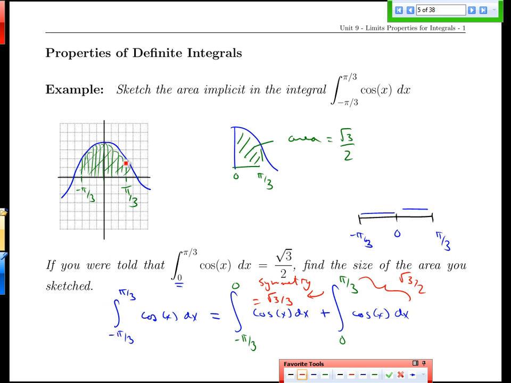So the overall area is made up of one area, which we know, and another area that's a copy of it. And so we're going to get an integral of root 3 over 2 plus root 3 over 2. And that, of course, will be 2 root 3's over 2, or simply root 3. So what we're doing here is taking advantage of one of the properties of integrals, that we can break up an interval if we like and evaluate the whole area on separate intervals if that's easier for us.